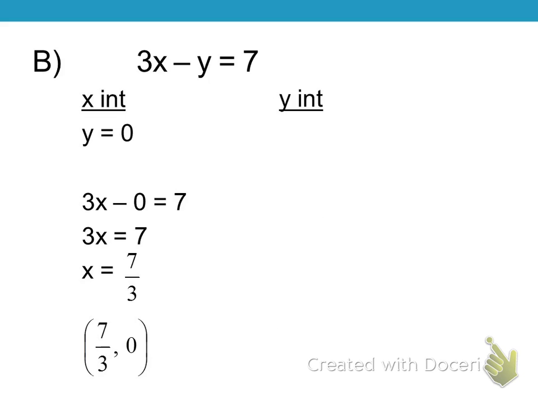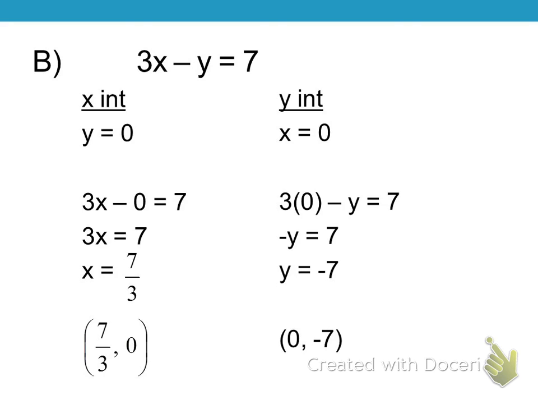Let's move on to the y-intercept. How do I find the y-intercept? Make the x equal to 0. So 3 times 0, that guy's going to go away. We're left with negative y equals 7. So what does y equal? Negative 7. Good. You just divide both sides by that -1. So my y-intercept is 0, -7.